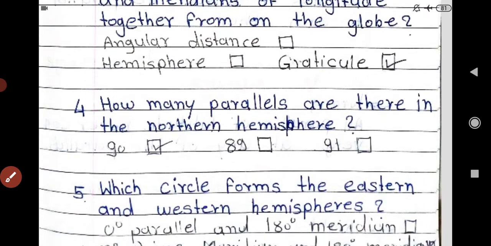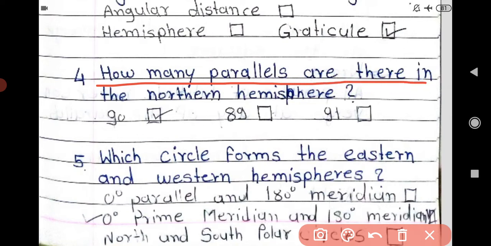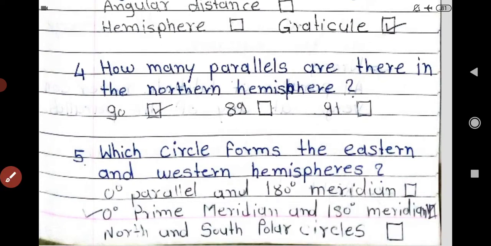Now our question 4 is, how many parallels are there in the northern hemisphere? How many parallels are there in the northern hemisphere? 90, 89, 91. Answer is 90.